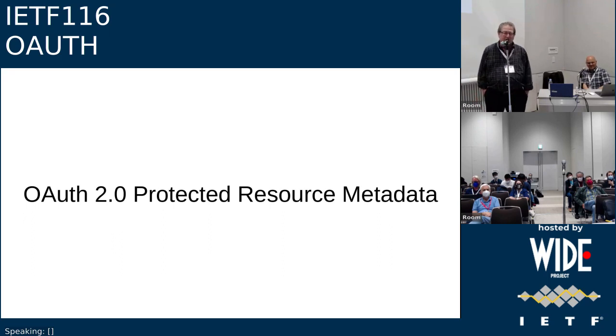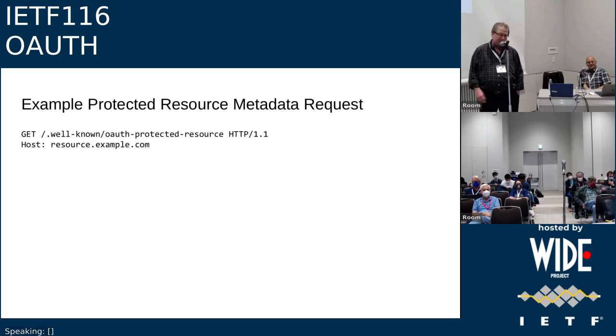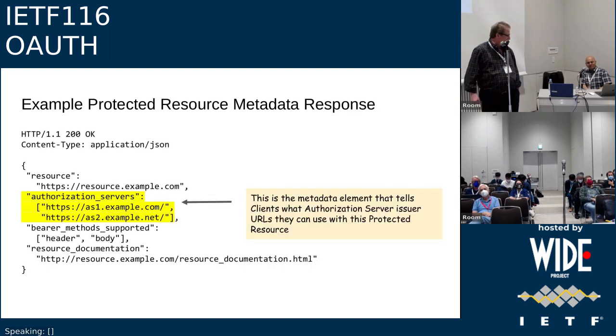So, the protected resource metadata draft. To be really concrete, this is what a request for that metadata would look like at a resource called resource.example.com. You would use the proposed well-known location, oauth-protected-resource, and you would get a response. The response is on the next slide.